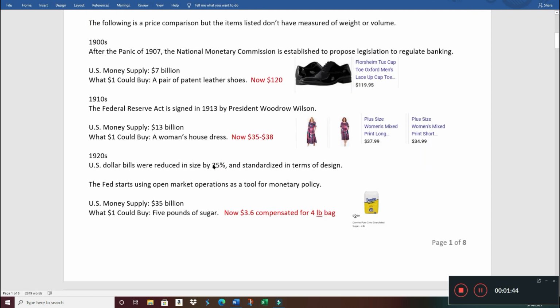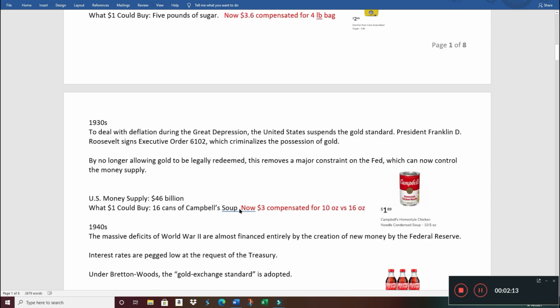They shrunk the dollar bill size by 25%. And the money supply in the 1920s was 35 billion. So you can see it's nearly tripled at this point in a decade. A dollar could buy 5 pounds of sugar. Now it's $3.6 for a 5-pound bag. Right now they only have 4 pounds because we've got shrinkflation, so I compensated for that.